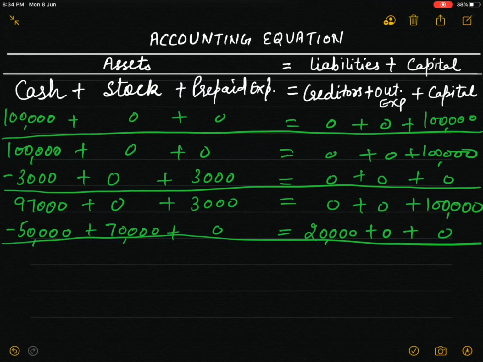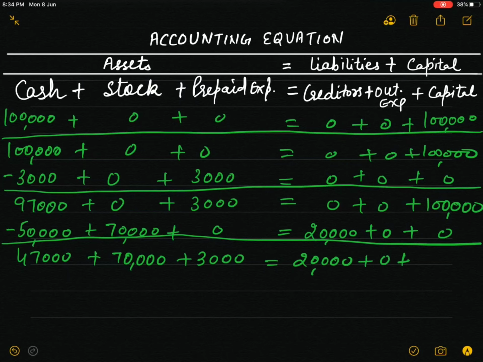The new equation is 47,000 cash, 70,000 stock, 3,000 prepaid expense, 20,000 creditors plus 0 outstanding expenses, and 1 lakh capital. Check this: 1 lakh 20,000 on this side, and 47,000 plus 70,000 plus 3,000 is equal to 1 lakh 20,000 on the other.